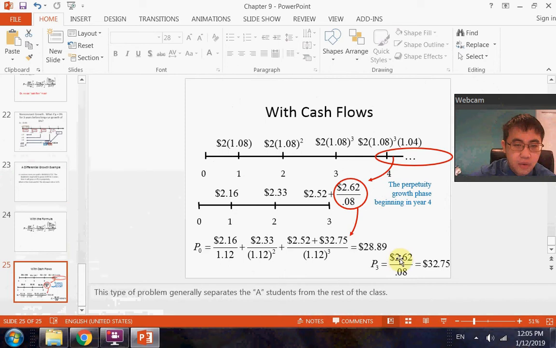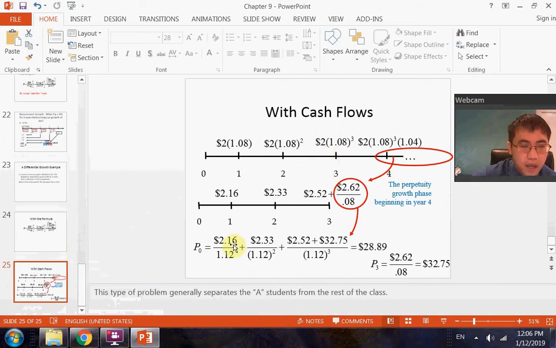So dividend 4 is 2.62 divided by 12% minus 4% growth rate, so that's 8%, and that's your price 3, 32.75. Then you put the 32.75 into the cash flows. Cash flow 1 is 2.16, that's from the $2 dividend 0 times 1 plus the 8% growth rate. And dividend 2 is 2.33. That comes from $2 dividend 0 times 1 plus 8%, which is the first growth rate, raised to the power of 2. And 2.52 is your dividend 3.